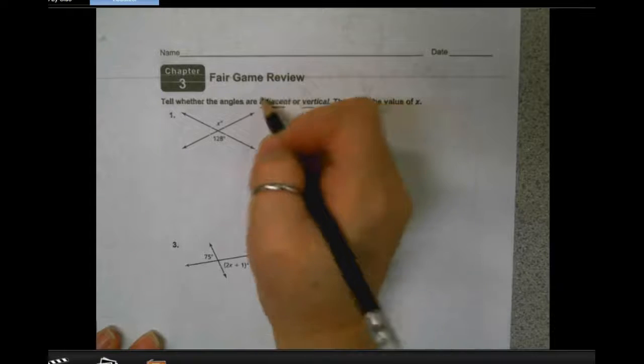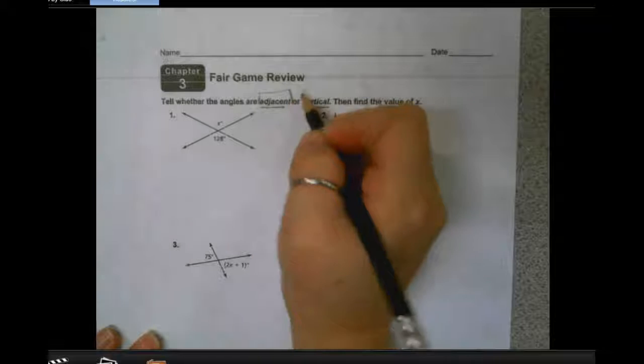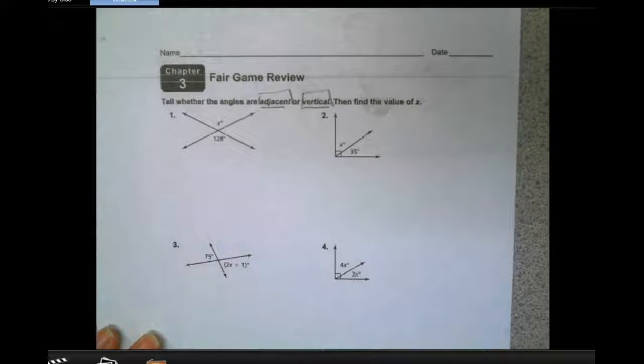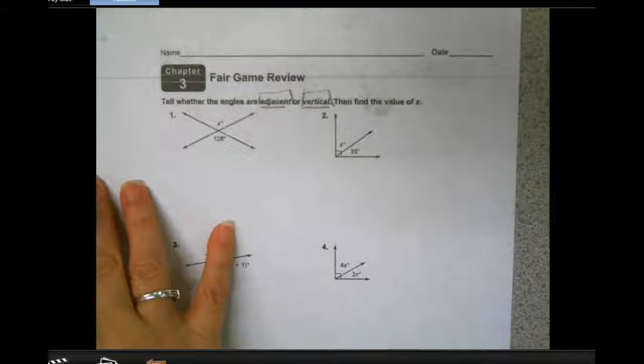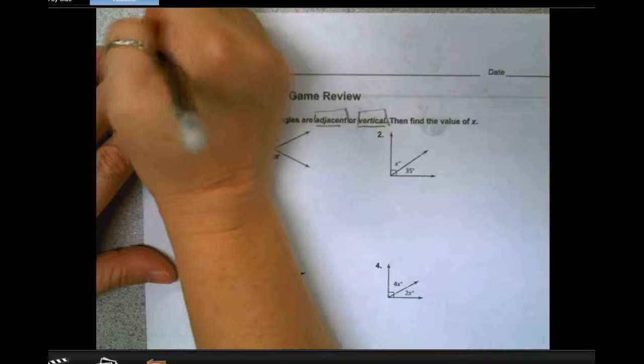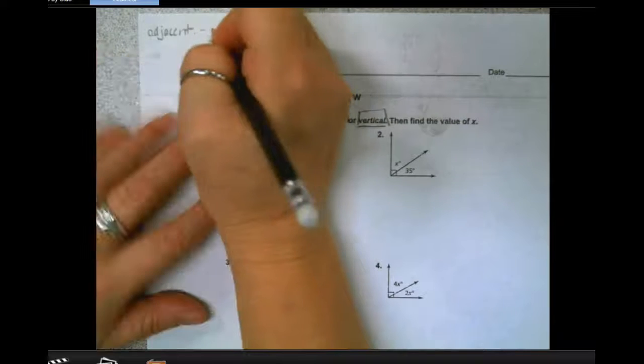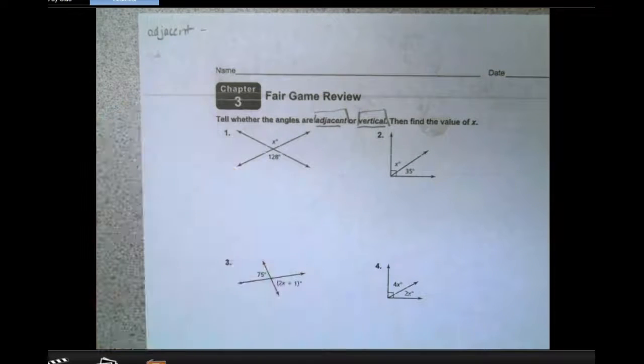Okay, so we're going to talk about the definition of adjacent and vertical. In your notebooks, these are definitions that I need you guys to write down. I'm going to work over to the side here on mine. So adjacent. The definition of adjacent means next or next to. They're usually touching.